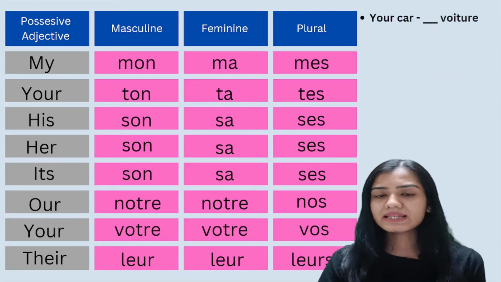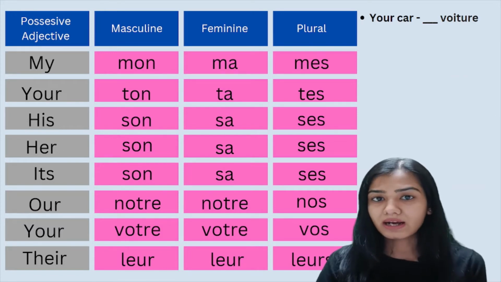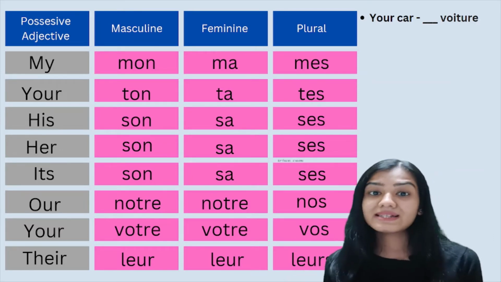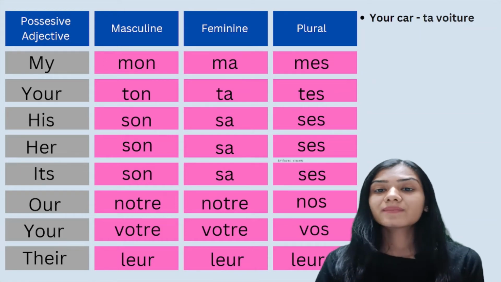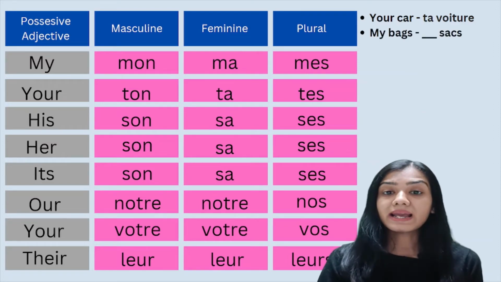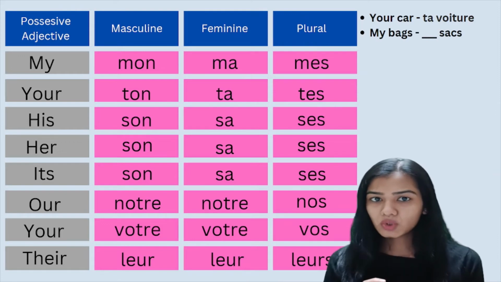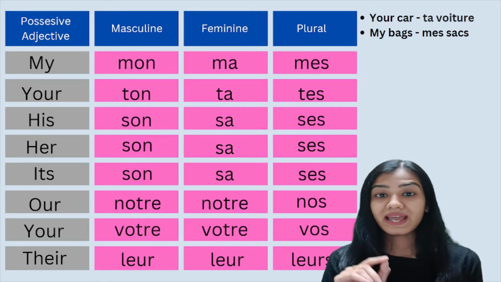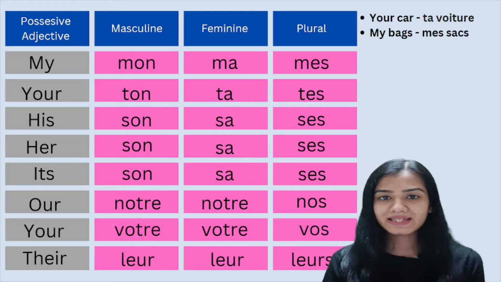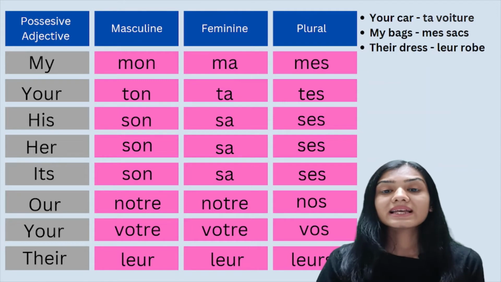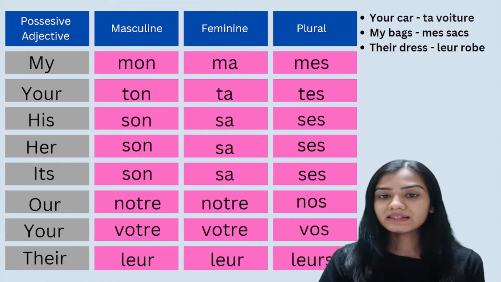Let's see a few other examples. Your car. How am I going to say your car? Car in French is voiture, and that is feminine in gender. So we are going to use ta voiture. All right? Ta voiture. My bags. Bags, plural, that is sacs. So we are going to use mes sacs. M-E-S, the plural determinant. Mes sacs. Their dress. Dress, that is robe. We are going to use leur robe. All right? Leur robe.